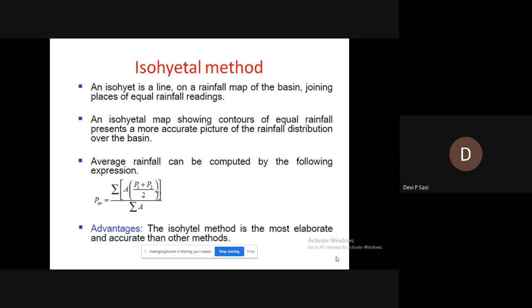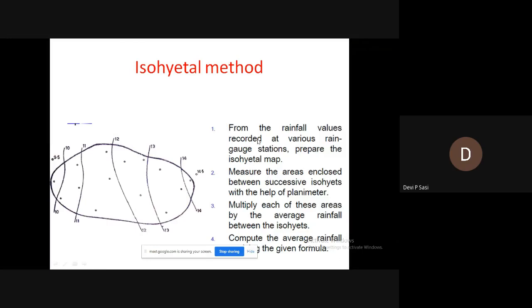An isohyet, as you know, is a line connecting points having equal rainfall. It is a line on a rainfall map connecting points having equal rainfall. Here you can see an isohyet with a value of 10. This means that this line represents a rainfall value of 10. At any point along this line, the rainfall value will be 10.